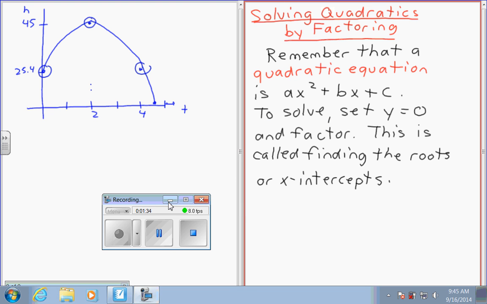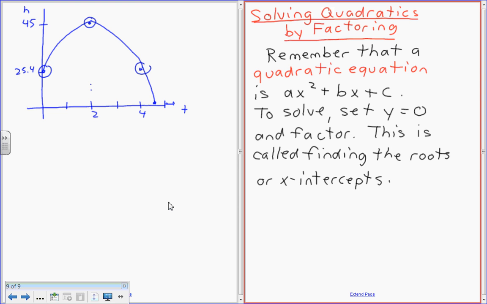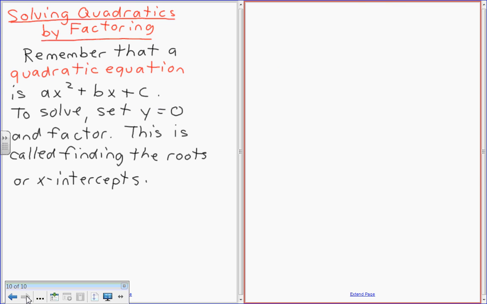Okay, with that said, here we go, example 1. We're going to solve x squared minus 3x minus 40 equals 0. Okay, this looks like a standard quadratic.